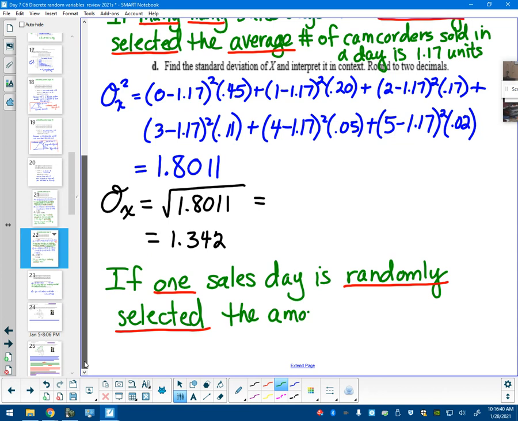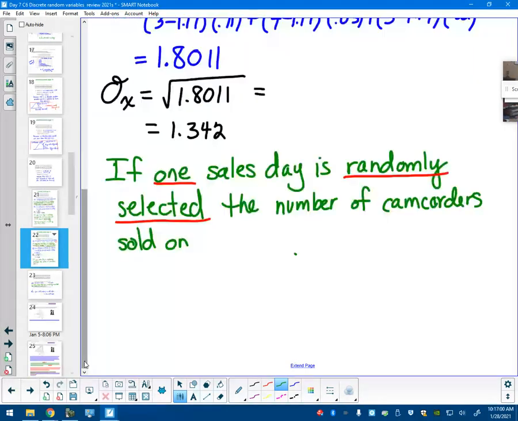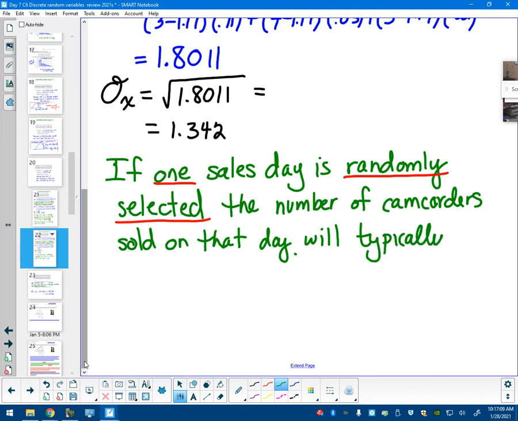The amount, or the number, I guess I should say, because that's what's in the prompt, and it's better if you regurgitate their prompts back to them, okay? The number of camcorders sold on that day will, here's an important word, typically. Now, we have done typically varies. To be honest, I kind of like the word differs better because why do you think, Jameson? Differs reminds me I'm doing what?